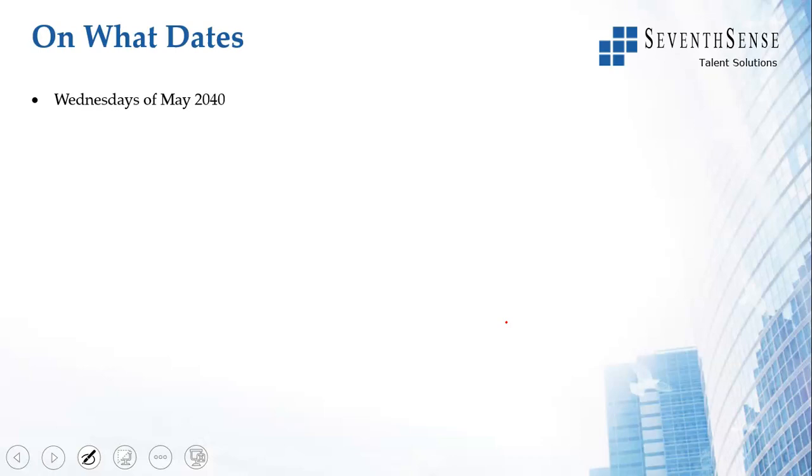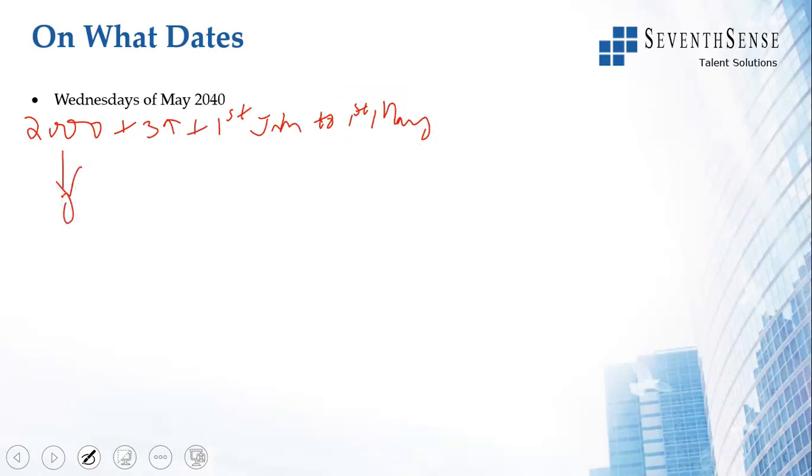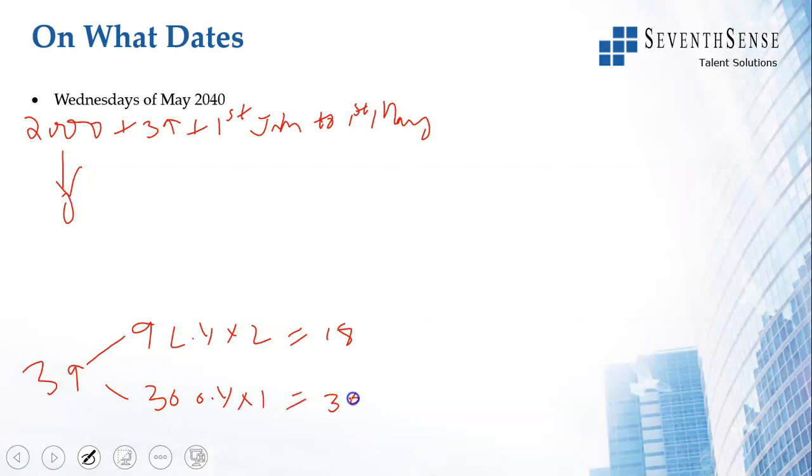Wednesdays of May 2040, I do it as 2000 plus 39 plus odd days of 1st Jan to 1st May. 2000 odd days is 0 for 39 years. The odd days are 9 leap years into 2, which makes it 18. 30 ordinary years into 1 makes it 30. So total is 48. 48 gives me 6 odd days because divided by 7 is 42 with 6 remainder. 39 gives me 6.